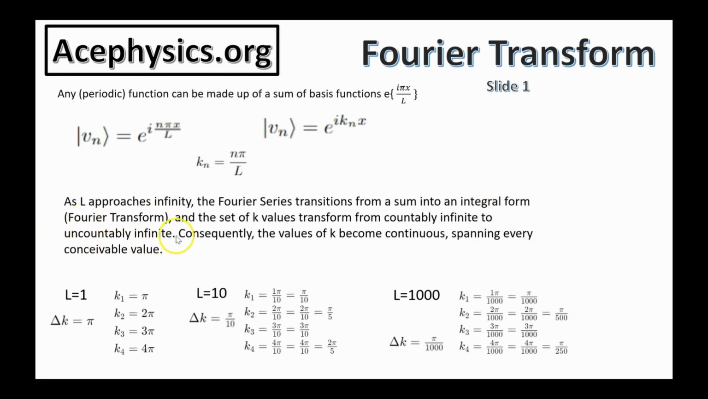As L approaches infinity, the Fourier series transitions from a sum into an integral form, and this is called the Fourier transform, and the set of k values transforms from countably infinite to uncountably infinite. Consequently, the values of k become continuous, spanning every conceivable value. So for example, if L is equal to 1, then delta k is equal to pi. If L is equal to 10, delta k is smaller. Now it's equal to pi over 10. If L is equal to 1,000, delta k is equal to pi over 1,000. And if L goes to infinity, then k takes on every possible value.